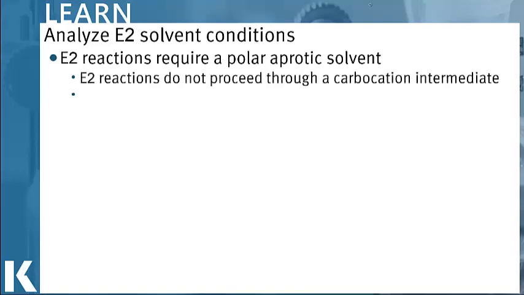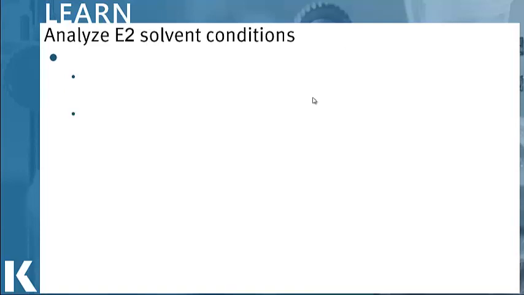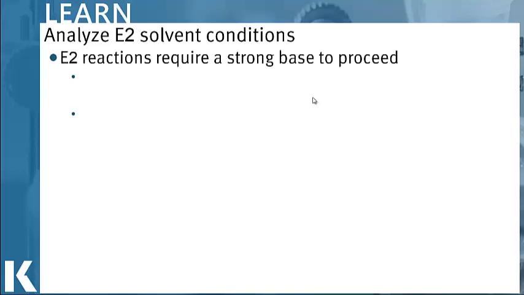In our E2 mechanism video, we learned that E2 reactions do not proceed through a carbocation intermediate. What this means is a polar protic solvent is not needed for hydrogen bonding with and stabilizing that intermediate. Next, we see that E2 reactions always require a very strong base to proceed.